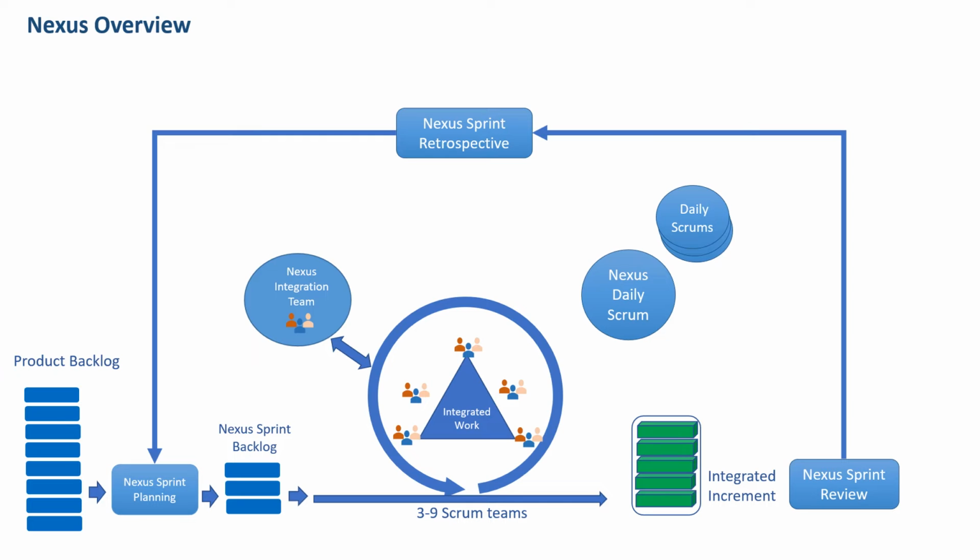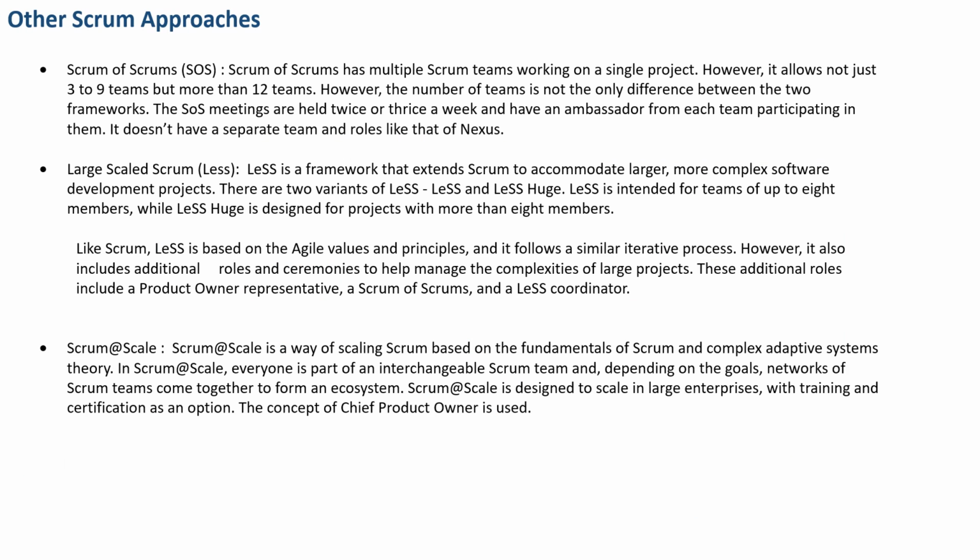There's Nexus, which is a method of scaling Scrum. So there's multiple Scrums, as you can see here. You've got multiple daily Scrums, and you've got multiple Scrum teams, so up to 9 Scrum teams. They work together. So this is how you can build up the size of your teams to develop a solution which requires many more people. Other Scrum approaches are Scrum of Scrums, large-scale Scrum, Scrum at scale, all about taking the basic tenets of Scrum and its sprints and its backlog into higher scale, bigger projects, bigger solutions.